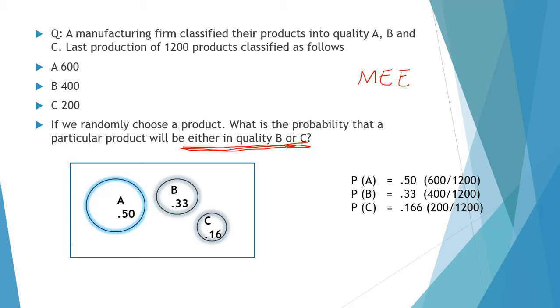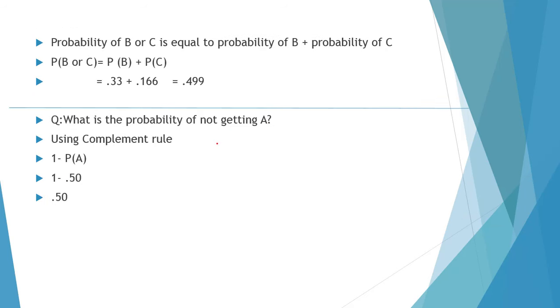From the Venn diagram, you can see the events are mutually exclusive. They don't overlap. And all the probabilities add up to 1. So when the events are mutually exclusive, probability of B or C is equal to probability of B plus probability of C. Probability of one or the other event occurring is actually the sum of their probabilities.